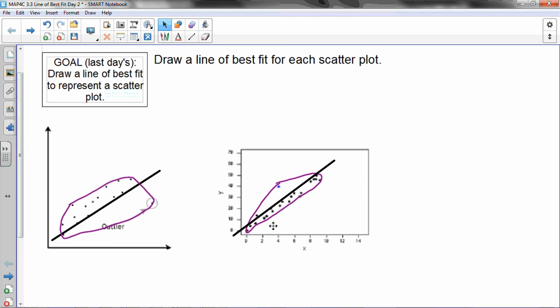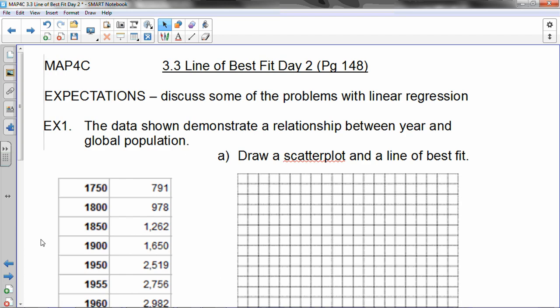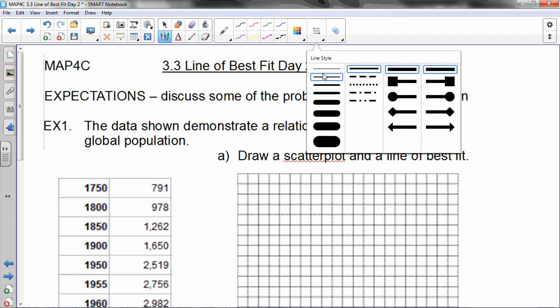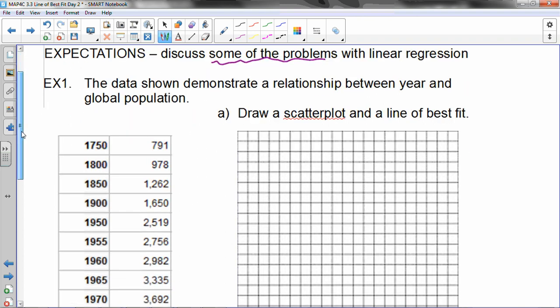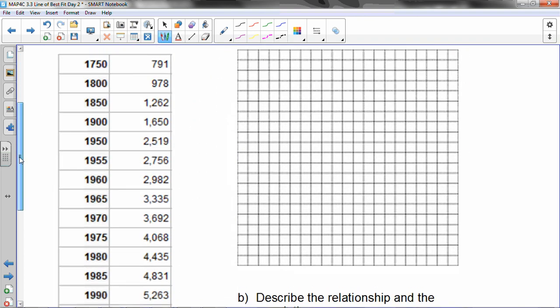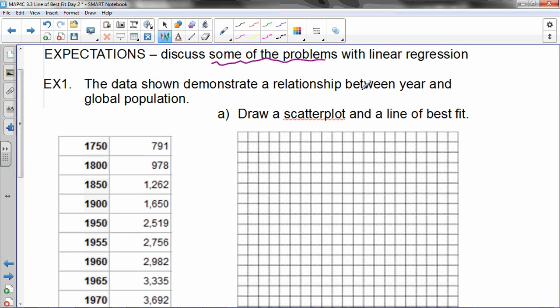Okay, and then the lesson today is more lines of best fit, but we'll see this is actually the problem day when we have problems with lines of best fit. Line of best fit day 2. So discuss some problems. See, that's what I was talking about, some problems. But we've got a grid here, and we've got some data. We want to demonstrate a relationship between the year and the global population.